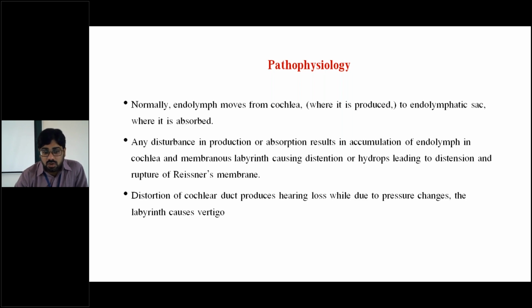So distortion of the cochlear duct produces hearing loss, while due to pressure changes, the labyrinth causes vertigo. So what is the reason for the vertigo? The reason for the vertigo is the pressure change, and hearing loss is due to the distortion of the cochlear duct. Well, you need to understand why you have all these symptoms. So vertigo is due to the labyrinth. There is some problem in the labyrinth due to the pressure changes. The labyrinth gets irritated and you get vertigo, and that in turn causes nystagmus.